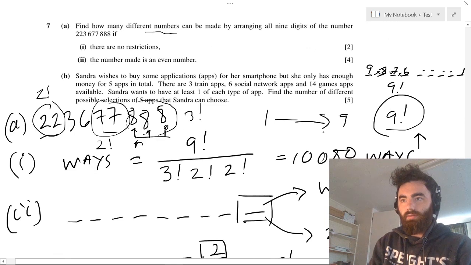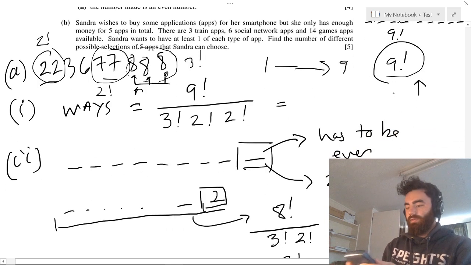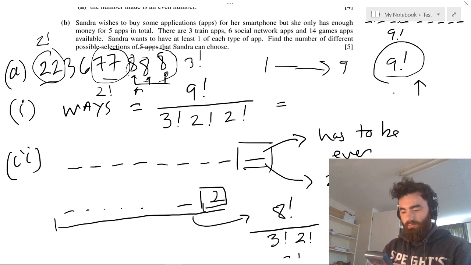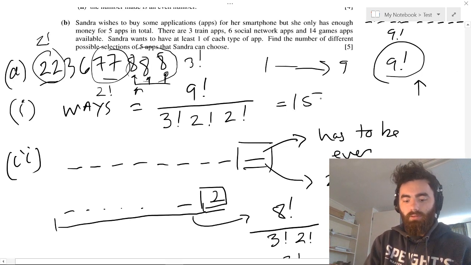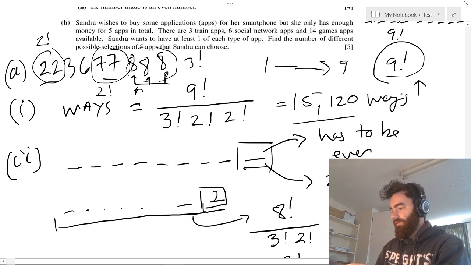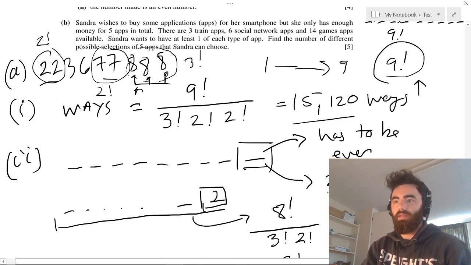This one is not that, and I can just work that out for you. So 9 factorial divided by 3 factorial times 2 factorial times 2 factorial. This is 15,120 ways. Sorry if I messed up a few of those calculations, but you get the general idea. The calculation part is the easiest part.